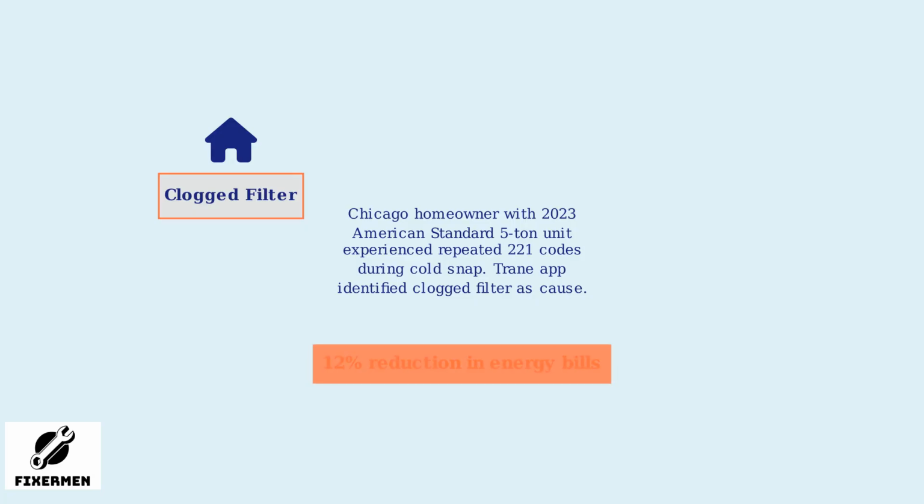In a Chicago suburb, a homeowner with a 2023 American Standard 5-ton unit faced repeated 221 codes during a cold snap. Using the Trane Comfort app, they identified a clogged air filter as the root cause. Replacing the filter resolved the issue, leading to a 12% reduction in energy bills and preventing costly coil repairs that could cost $500 to $1,000.